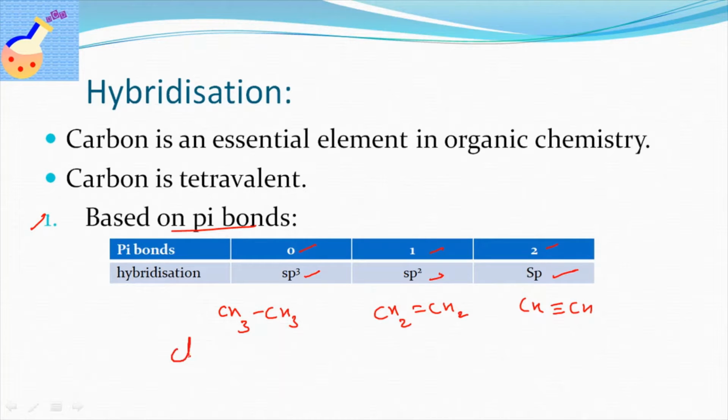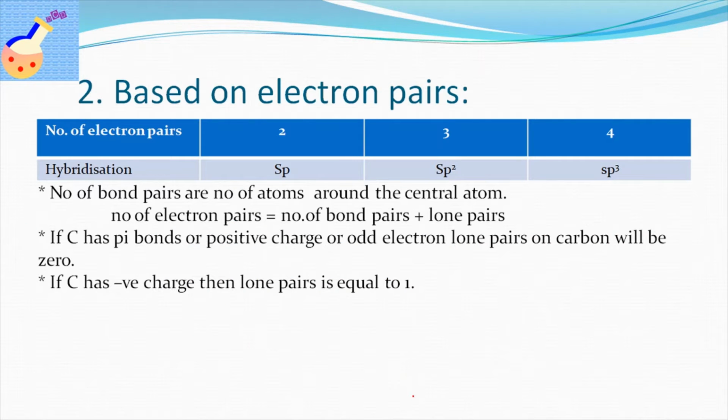But in case of charged species like carbocation, carbanion and free radicals, the process may go wrong. That means you can't use this method. So for that we will go for the electron pair method. The second method is based on electron pairs. Simply we have to find out the electron pairs and see the table. Number of electron pairs 2, sp hybridization. If 3, sp2, and if 4, the hybridization will be sp3.